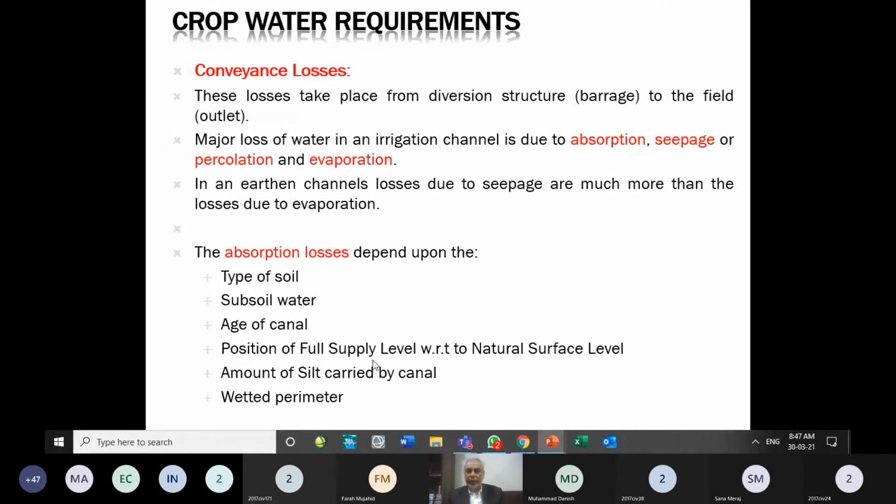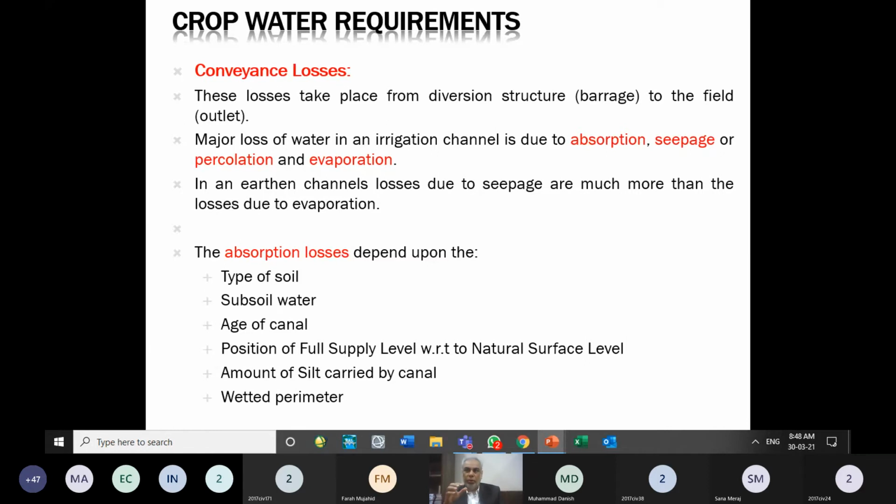Amount of silt carried by the canal: those canals which are carrying high silt-laden water will cause low seepage, because this silt will ultimately deposit at the bed and the sides of the canal, and then less seepage is expected. Those canals which have a large cross-sectional area or large wetted perimeter will incur larger seepage as compared to a canal which has the same discharge but is running in a smaller section.